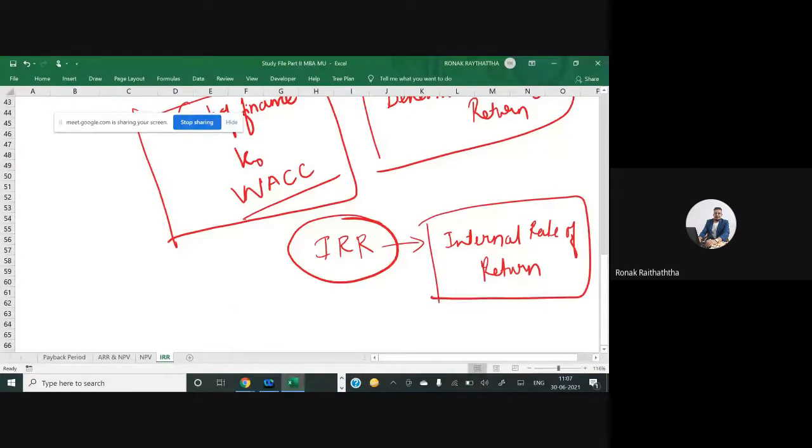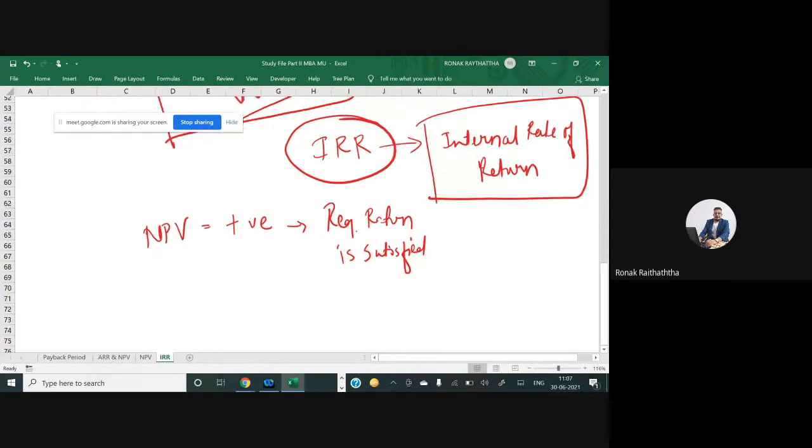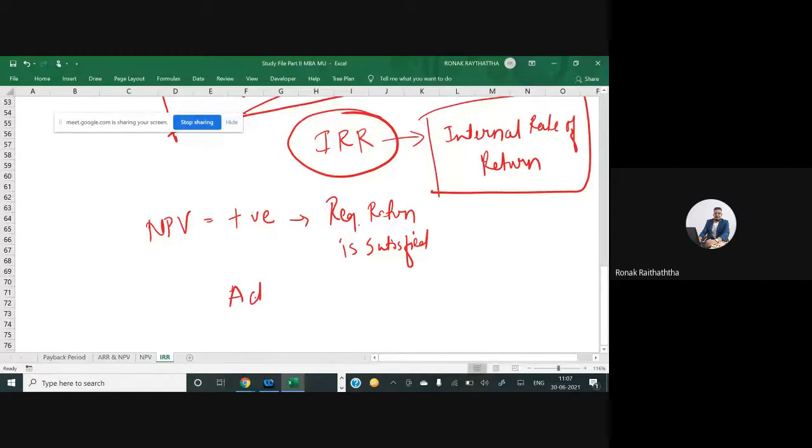Now try to understand what I'm saying. How did you interpret NPV? If NPV is positive, then that means required return is satisfied, right? That can also be interpreted like the actual rate of return from the project is more than the required return from a project.